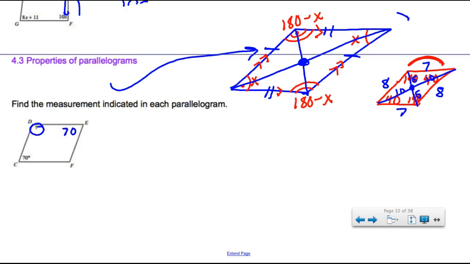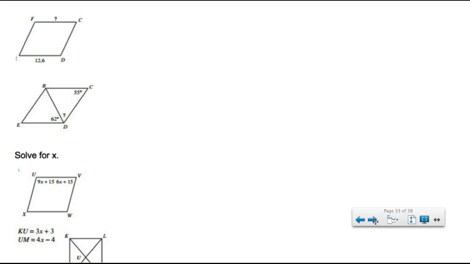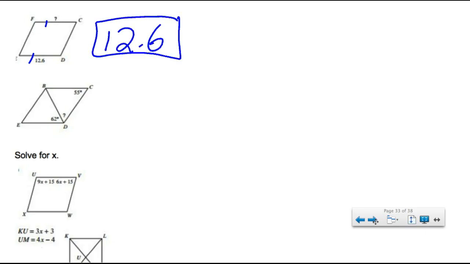This is 70. This is 180 minus 70, or 110. So angle question mark's measure is 110 degrees. So that one was easy peasy, right? Next up, turn the page. What's the opposite side? Opposite sides on a parallelogram are congruent. So question mark is 12.6. Is it always that easy? No, but sometimes.